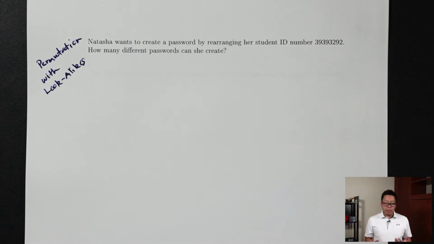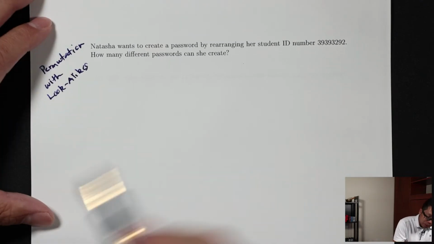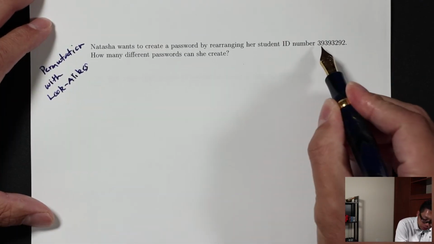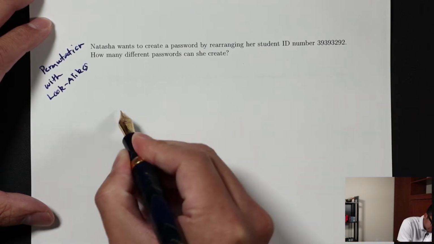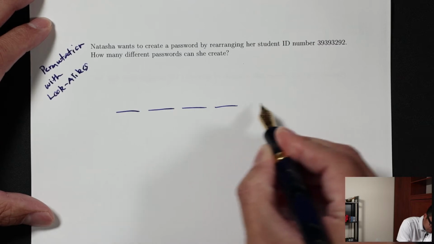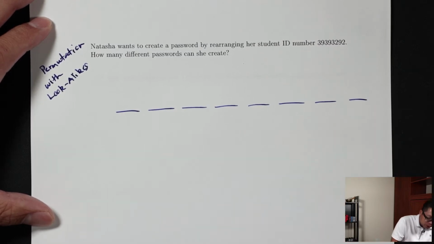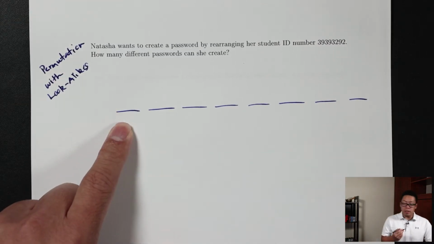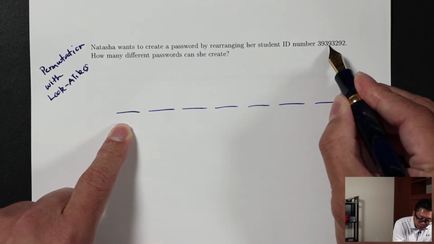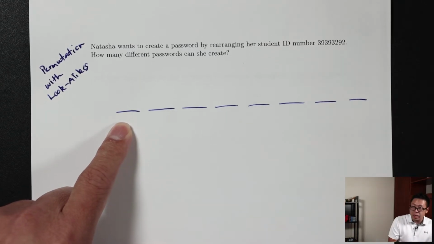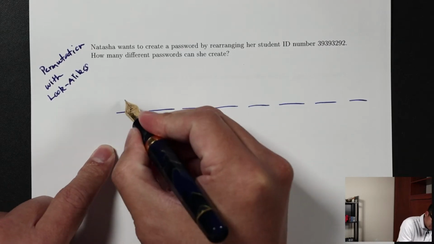Okay, so how many blanks do I need? I need a blank for each character in this word. So that's 1, 2, 3, 4, 5, 6, 7, 8. Okay, for the first blank, how many options do I have? I have 1, 2, 3, 4, 5, 6, 7, 8. 8 options for the first blank.